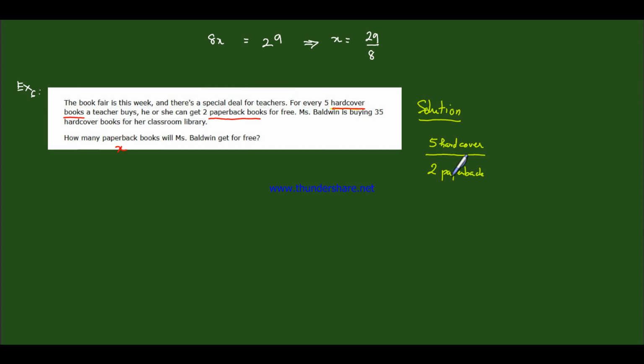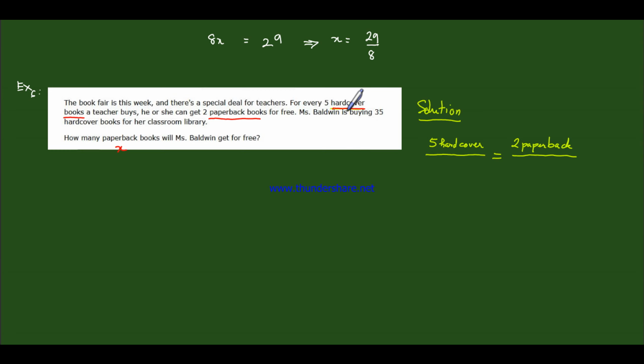Alright. So we have two different quantities, then 5 and 2. Or you can do it like this. I mean, this way works too, but maybe the other way is better. So I'm gonna just go ahead and erase this. Because the proportion has two fractions, right? So I'm gonna put 5 hardcover here and 2 paperback here.